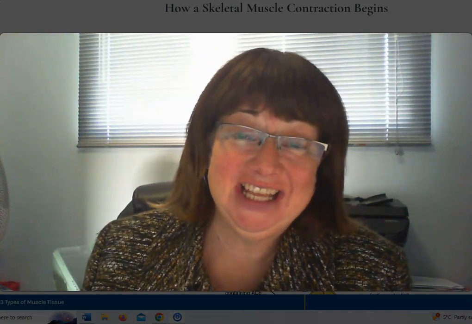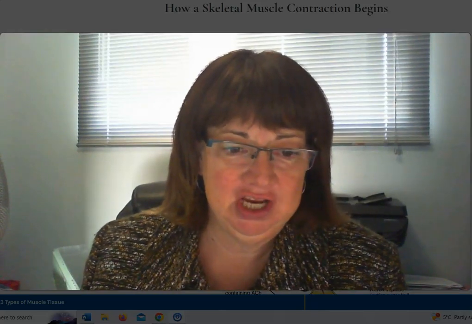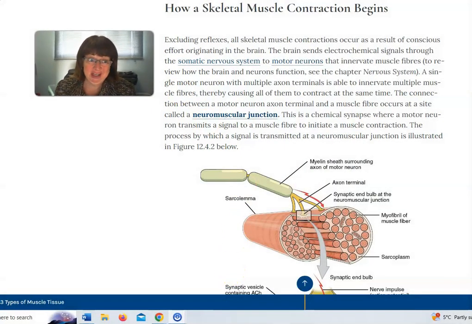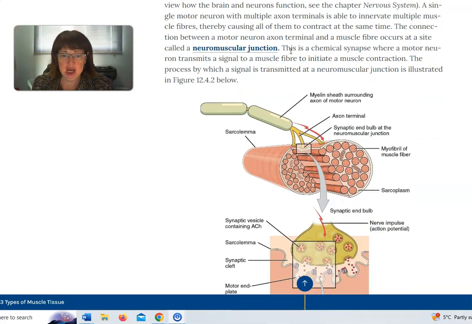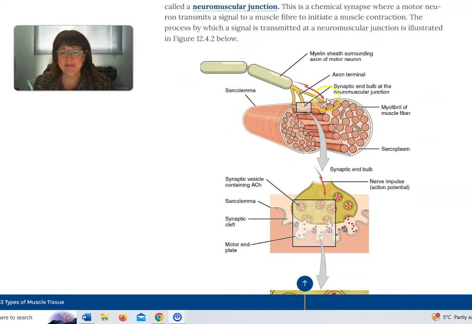Hi, let's go down to the cellular details of the muscle contraction. When we look at muscle contraction, it is quite complicated with a lot of parts. This is in the textbook, and it talks about the muscle fiber.